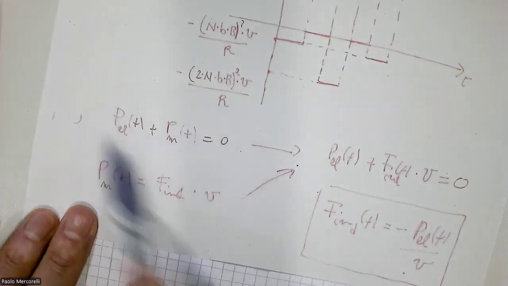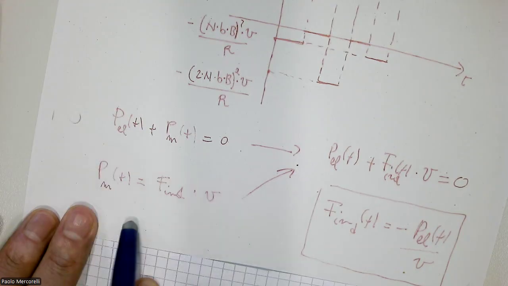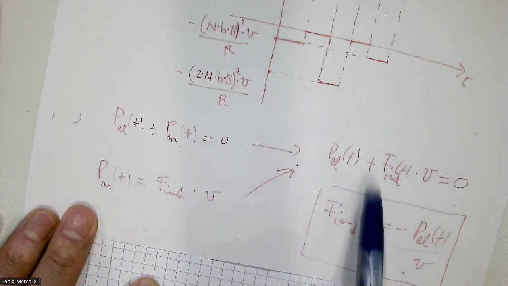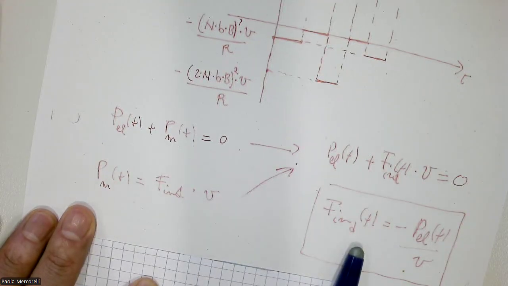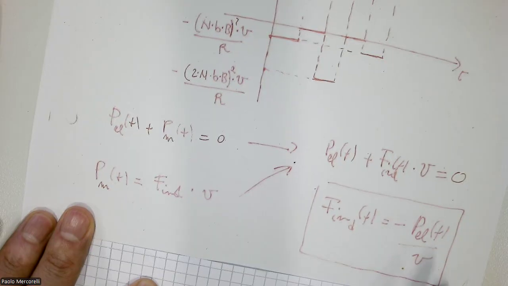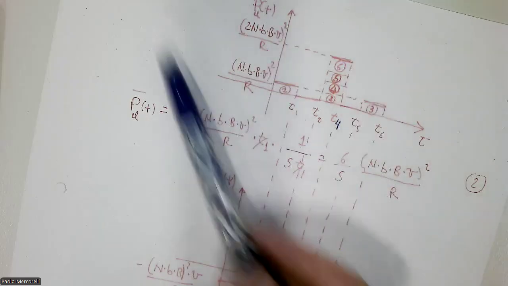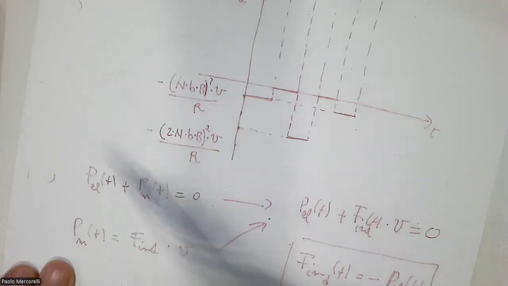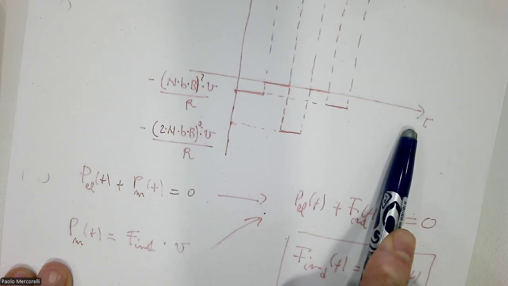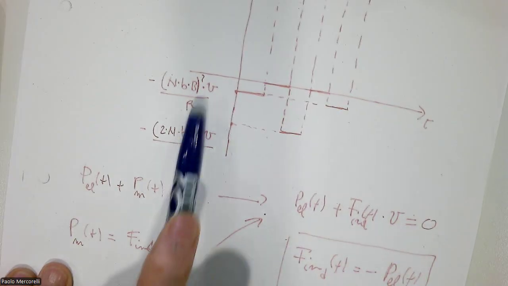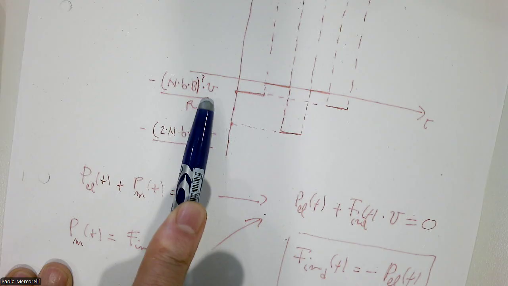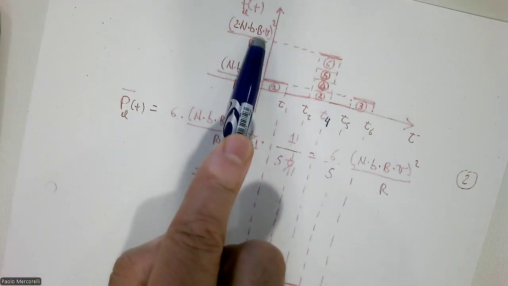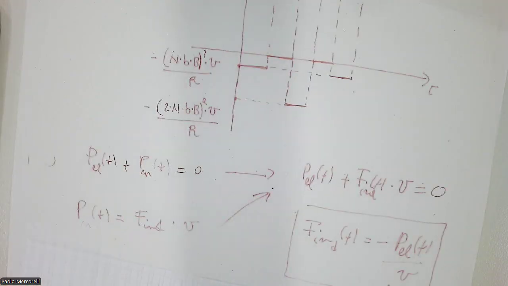This is the conservation of energy. This is the definition of the mechanical energy. I plug in, I have this one. This means in our case, the brake phase is minus P electrical divided by V. The information of P electrical is here. And this is exactly symmetric with respect to this axis because of this minus. And V is outside of the parentheses because I have to divide this expression by V.